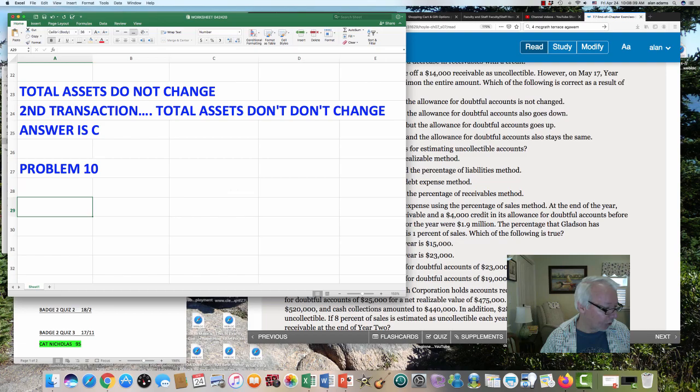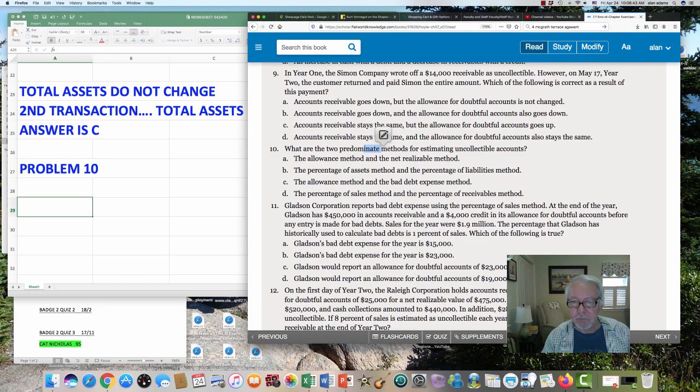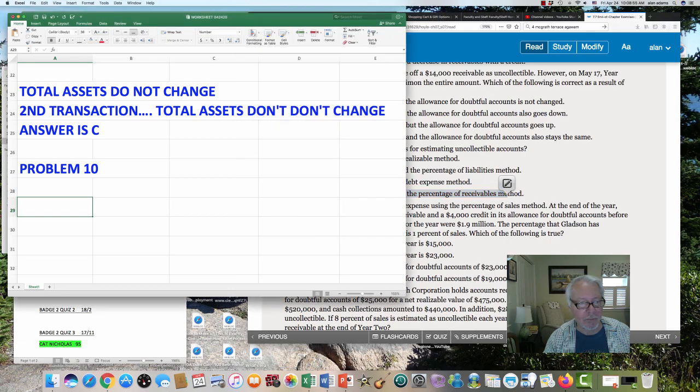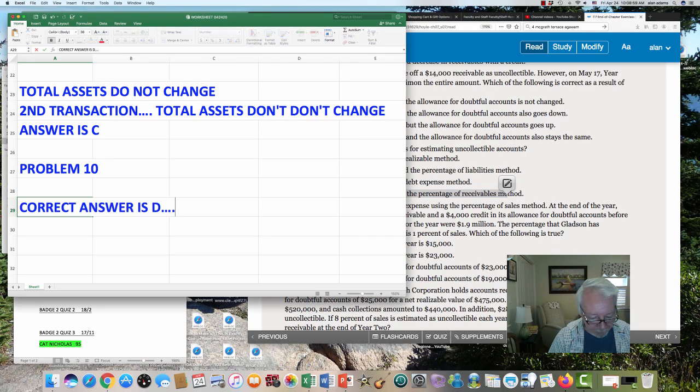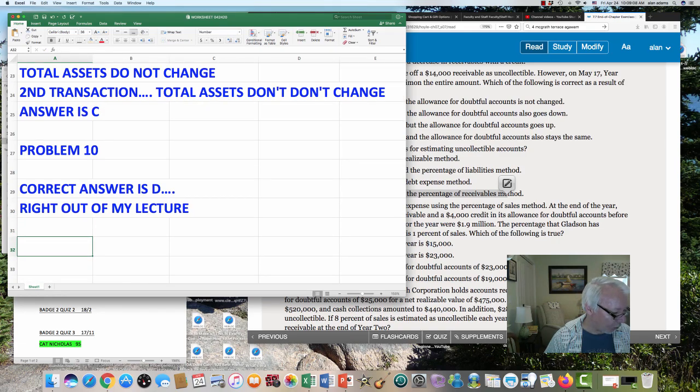Okay, but the answer is I presented it to you in the book and in my lecture. Let's look for it. The allowance method, percentage of assets, no, allowance. Looks like the correct answer is D. It's the percentage of sales method and the percentage of receivables method. So, correct answer is D. And that is right out of my lectures and out of our text. All right, two more to go.